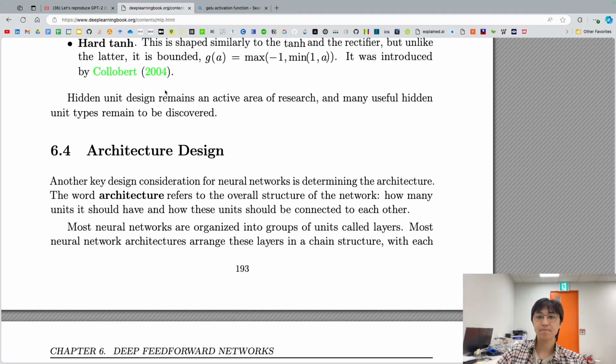And for today, the last topic is architecture design. As you can see, our architecture for exclusive OR had only 2 layers. It had 1 activation function, and the number of units was 4. Architecture design is very key, because thanks to a specific architecture design, we can efficiently solve certain problems.